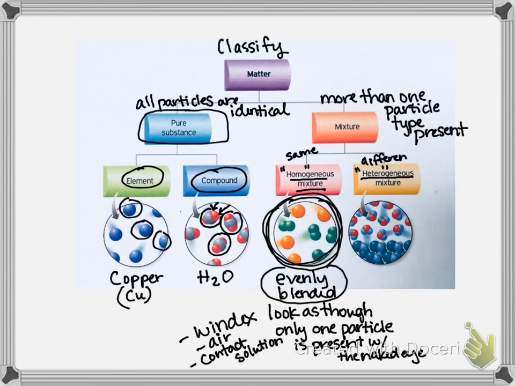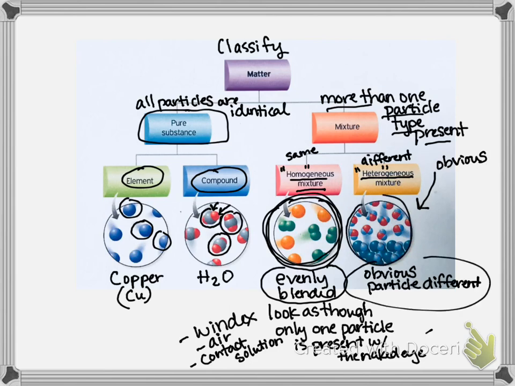Now, hetero means different. So these are going to be mixtures where the fact that there is more than one particle type present is going to be obvious, okay, in heterogeneous mixtures. I know I already wrote that word, but I want to define this underneath here: obvious particle difference, okay? So it's obvious or evident that there is more than one type of particle in the sample of matter. So this is going to be things like concrete or Chex Mix or raisin bread. Or it's also going to be things like orange juice with pulp, okay?